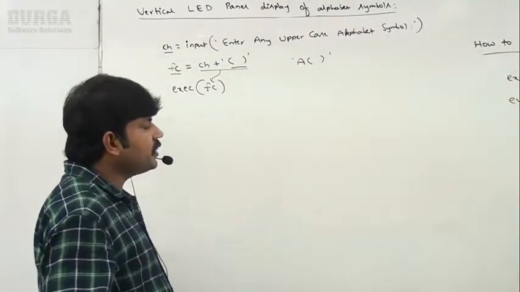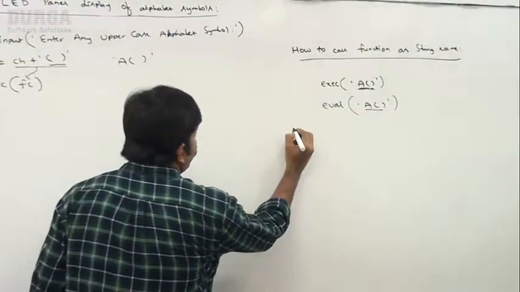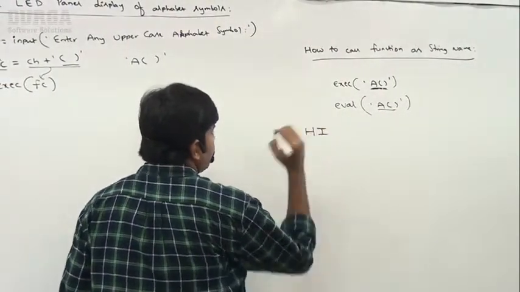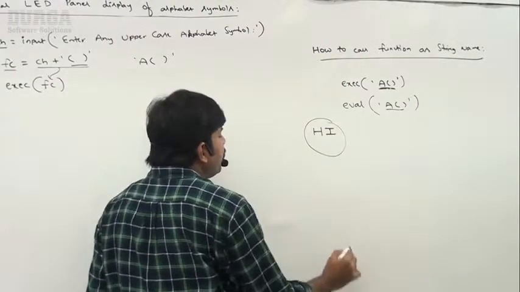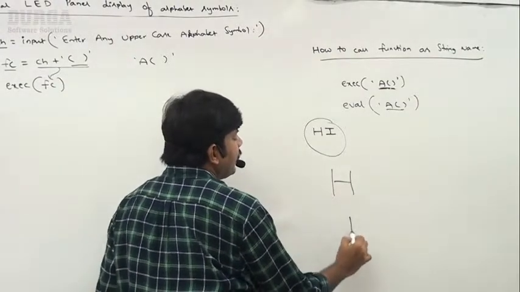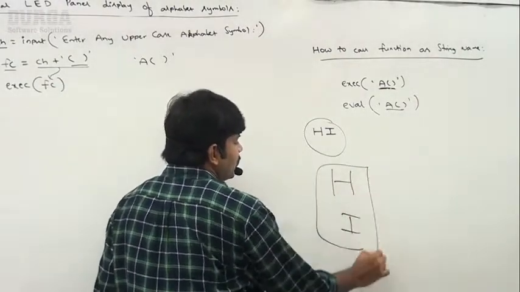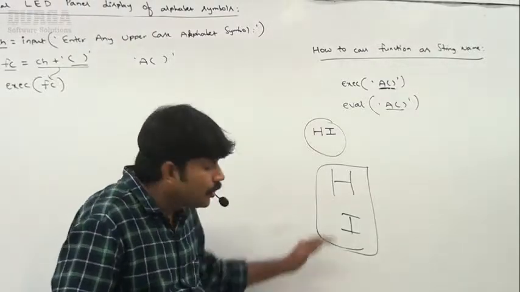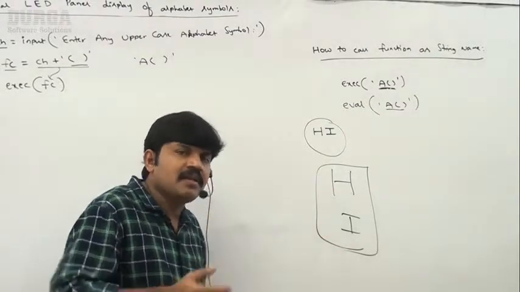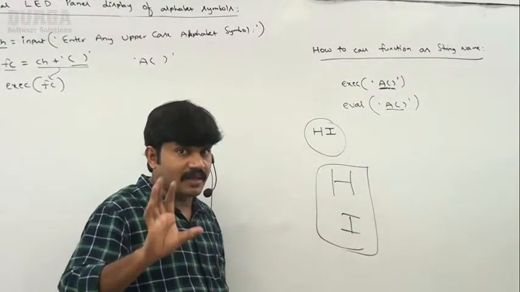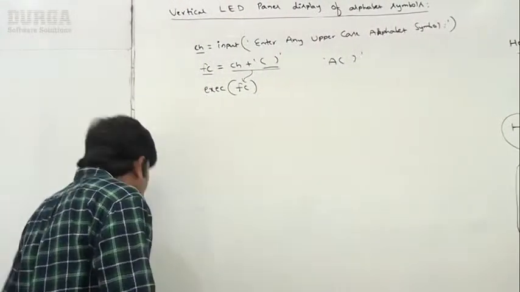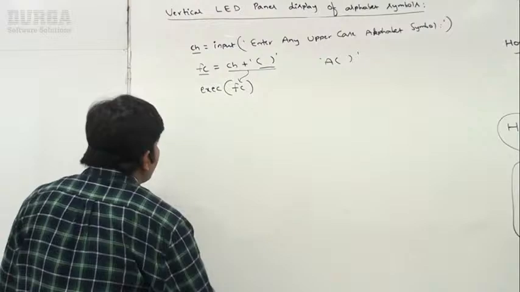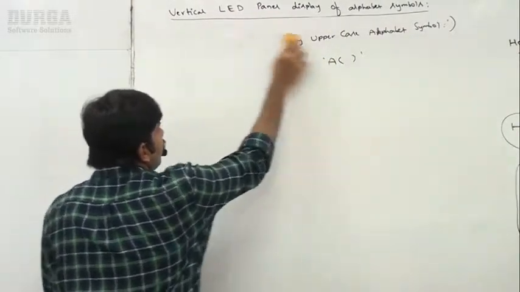Suppose my requirement is, if I enter any word, I'm taking hi, sir. Now, sir, I want to print H and then I in pattern style. Are you getting? This is vertical. If you feel comfortable with vertical, next I will talk about the horizontal LED panel display. Now my requirement is, observe very carefully, sir.